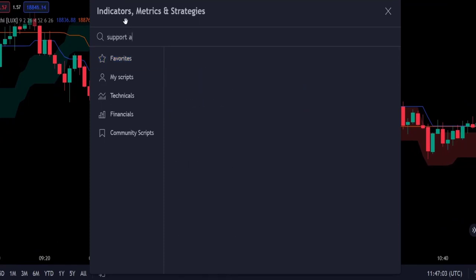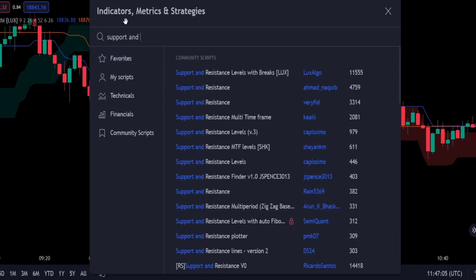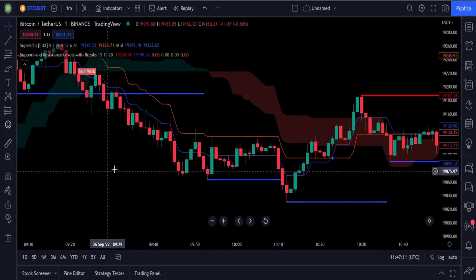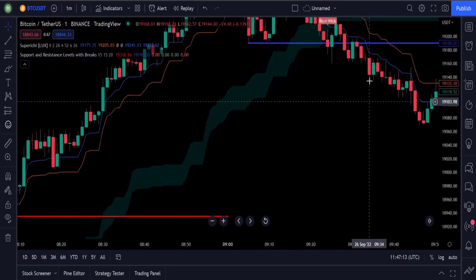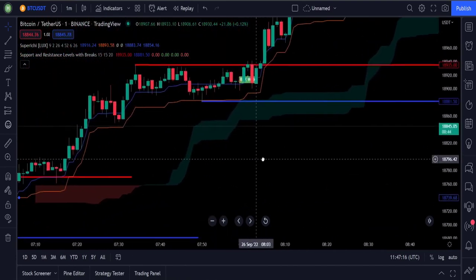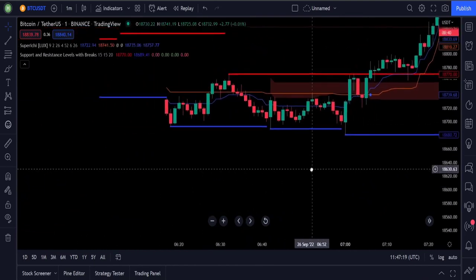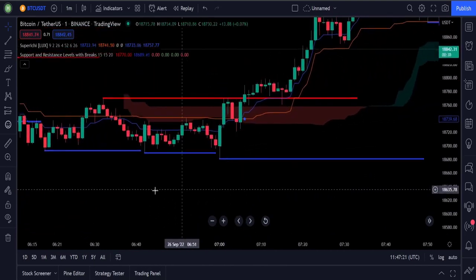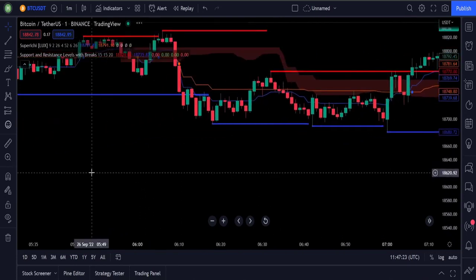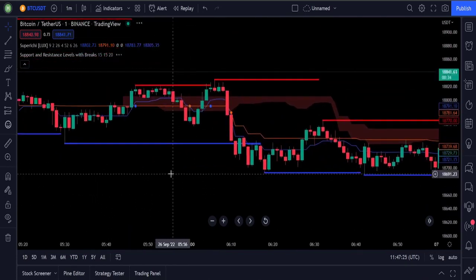For the second indicator, we will search for support and resistance with breaks and select this indicator right here. This provides basic pivot point support and resistance levels to the user whilst displaying break signal tags. It also has the ability to let the user display more significant breaks by filtering using the volume oscillator. This feature also avoids noise and false signals.